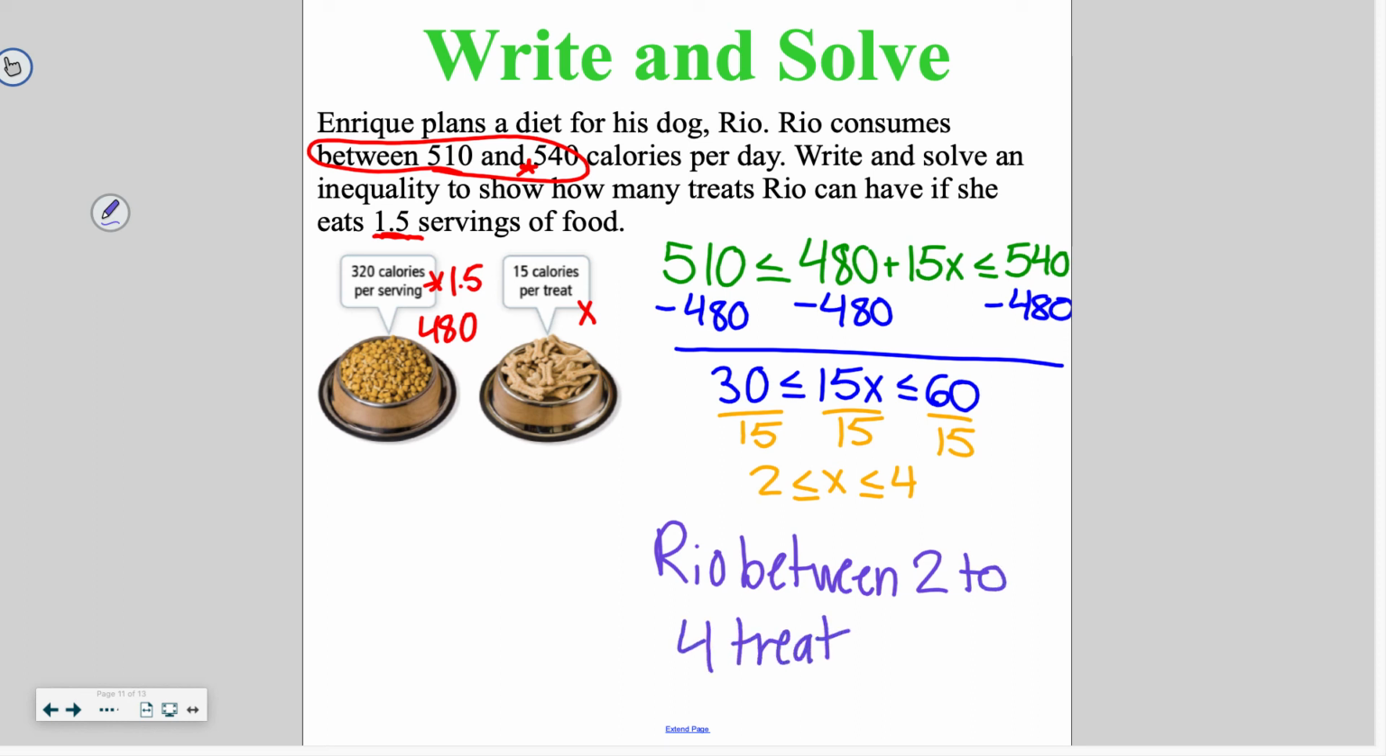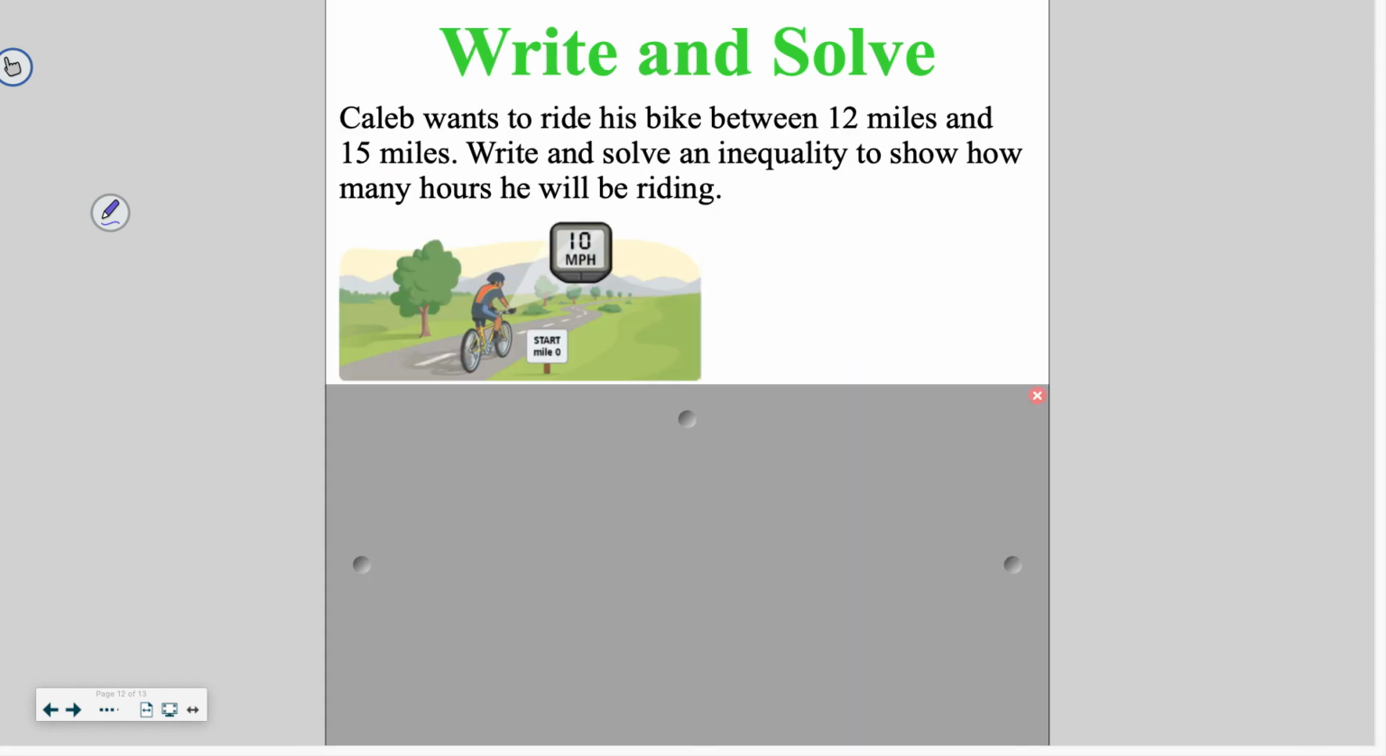So you want to make sure you have that final conclusion as you are solving these problems. Go ahead and try this one on your own.